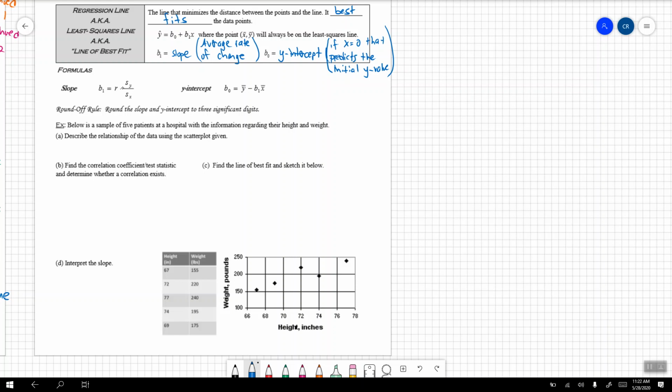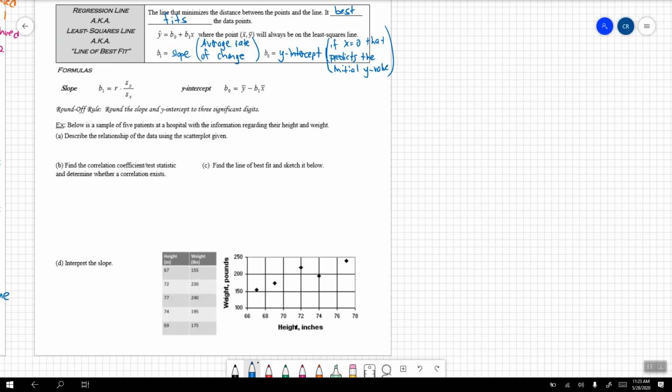And that's what this formula is referencing. Standard deviation of the y values divided by standard deviation of the x values multiplied by the correlation coefficient r. This should get us our slope. The y-intercept is then found by taking the average of the y values, subtract b1 times x bar. b1, again, we found over here, multiplied by x bar, but x bar is just the average of all the x values.